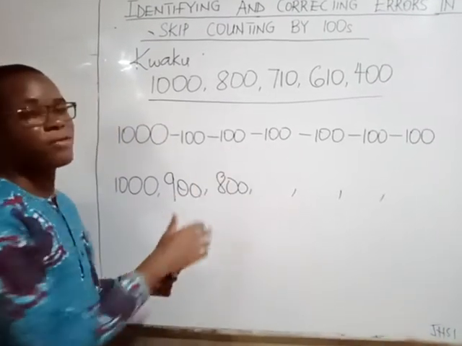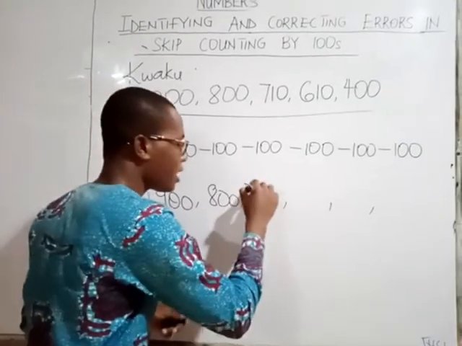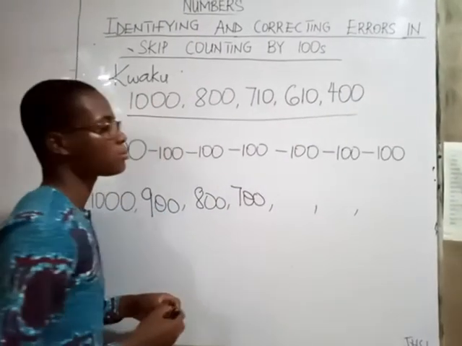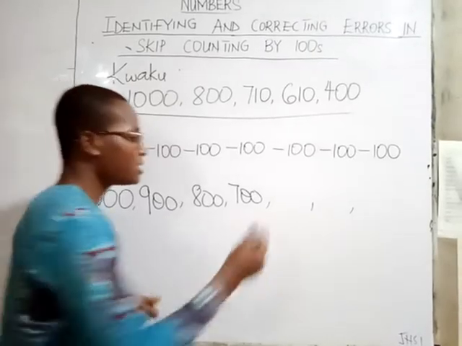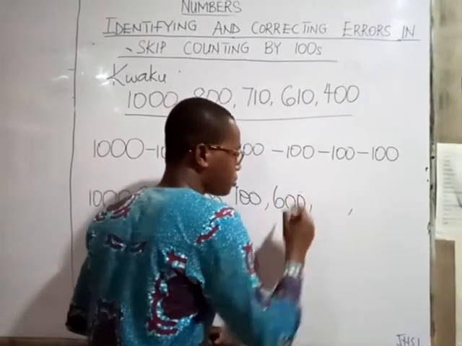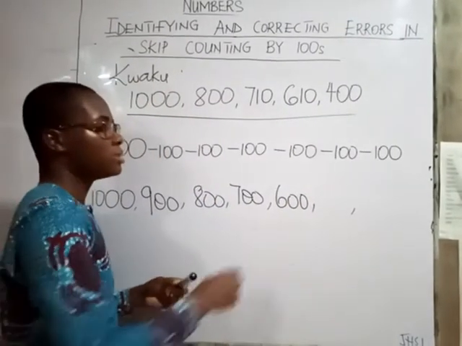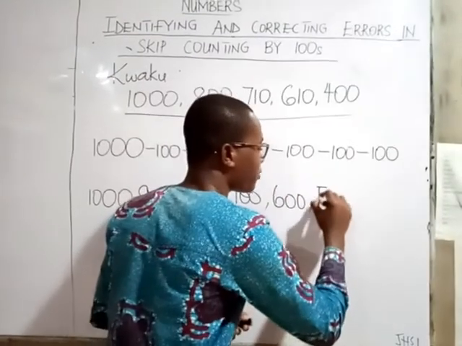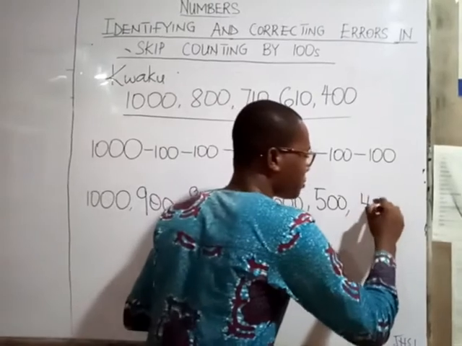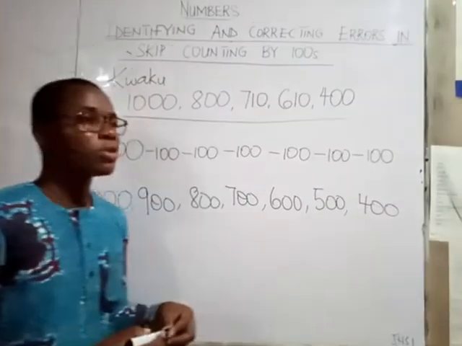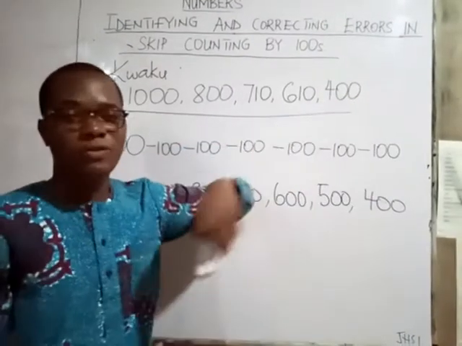Let's take 100 from it again. You get 700. Then subtract 100 from it again. You get 600. Subtract 100, you get 500. Subtract 100 again, you get 400. Now you end at 400 because his last number over here was 400.